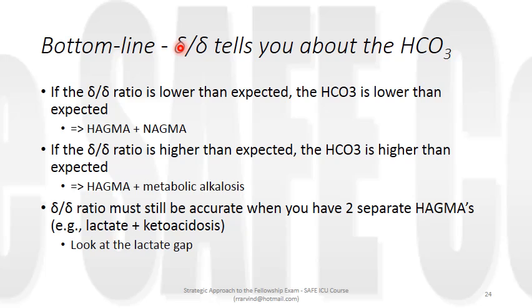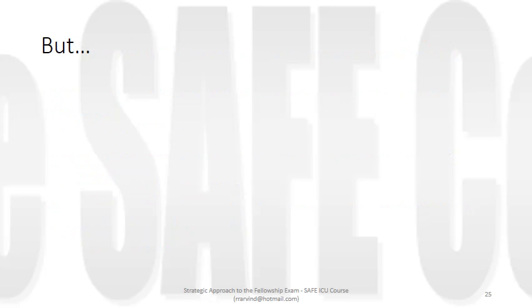So the bottom line for the delta-delta ratio is that it tells you about the state of the bicarb, and just remember this sentence. If the delta-delta ratio is lower than expected, the bicarb is lower than expected. If the delta-delta ratio is higher than expected, the bicarb is higher than expected. But I just hate to put a spanner in the works, so just hold on. There's a small, minor thing. It's not a big thing in the conceptual scheme of things, but it affects the numbers just a little bit, and that is the bicarb.